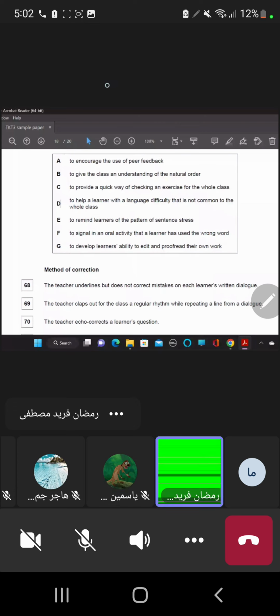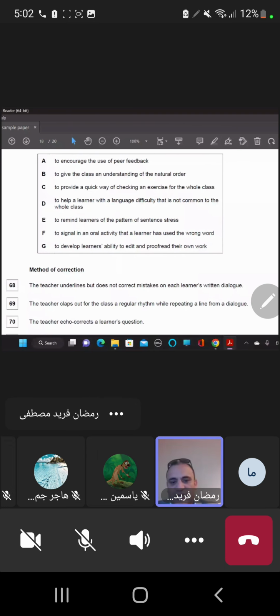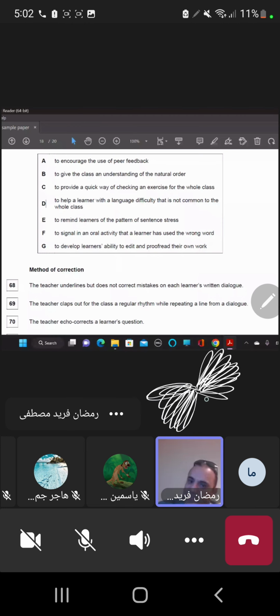The teacher claps out for the class a regular rhythm while repeating a line from a dialogue. While I'm repeating a line from a dialogue, for example, she went to the school. She is here now. She is here now. Okay? So why would the teacher do that? To remind the learners of the pattern of sentence stress.